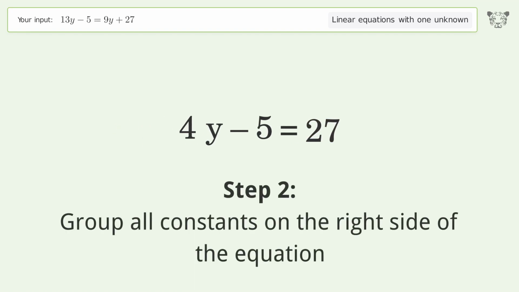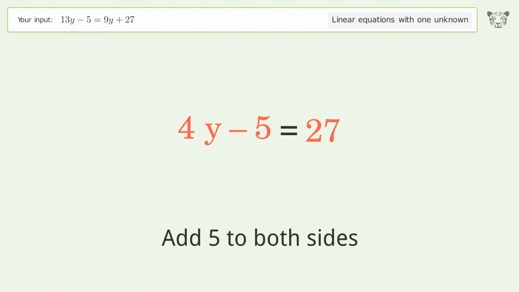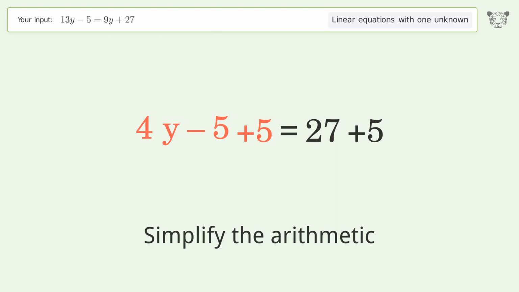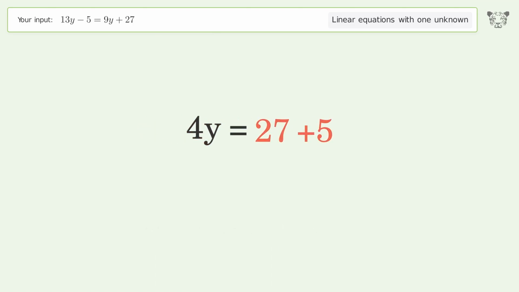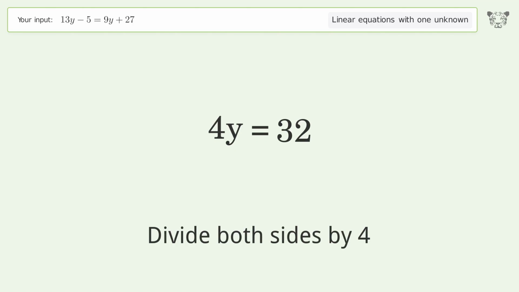Group all constants on the right side of the equation. Add 5 to both sides. Simplify the arithmetic. Isolate the y. Divide both sides by 4.